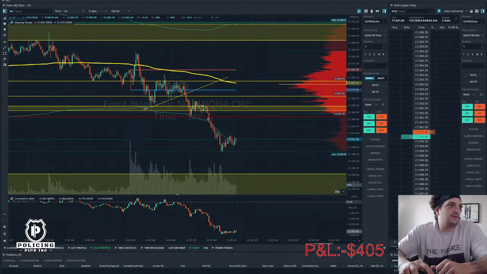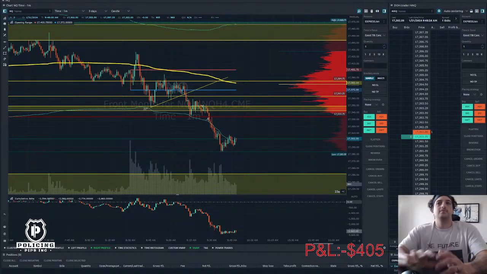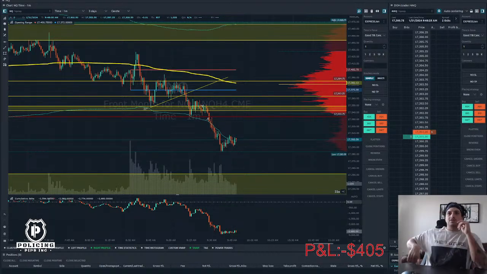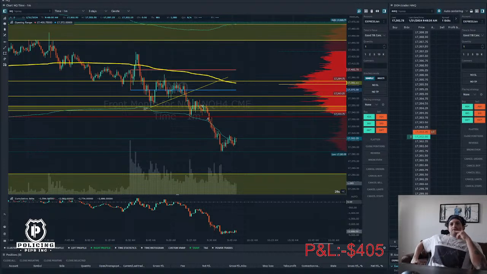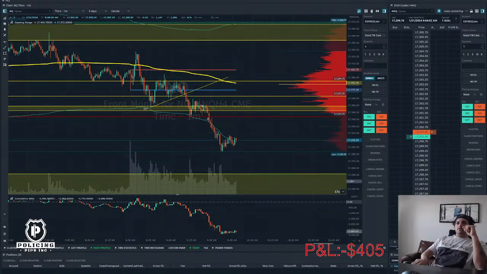Got to be a little patient. Let these things set up. Trying to just talk out these trades. Be mindful that it is a Fed day, so as the day progresses, you're going to get less and less volume until that 1 o'clock hour is when things are going to start to blow up. You're going to get the press conference afterwards. That's really going to create some volatility.